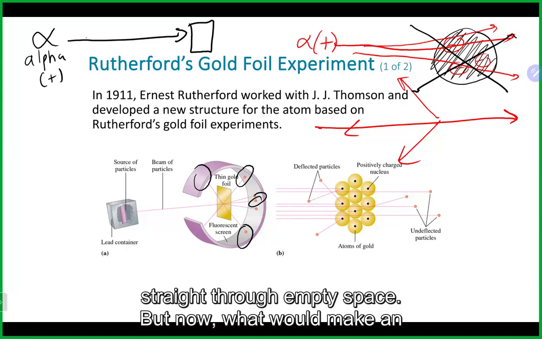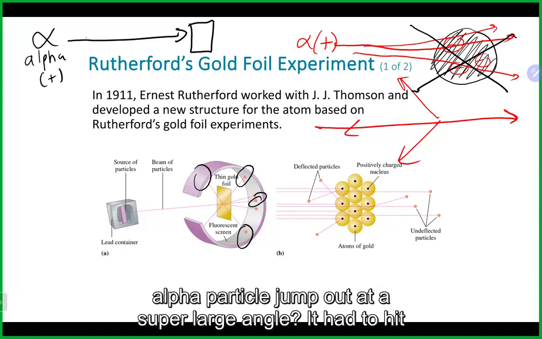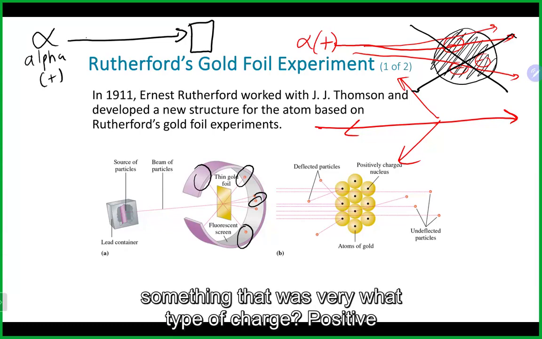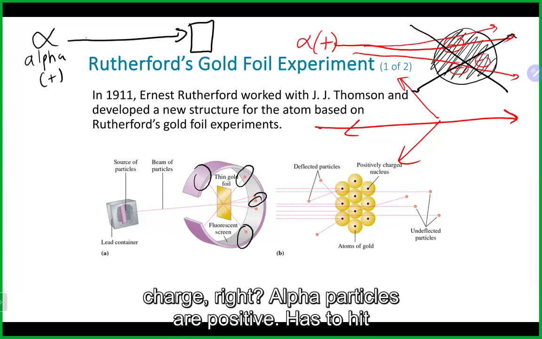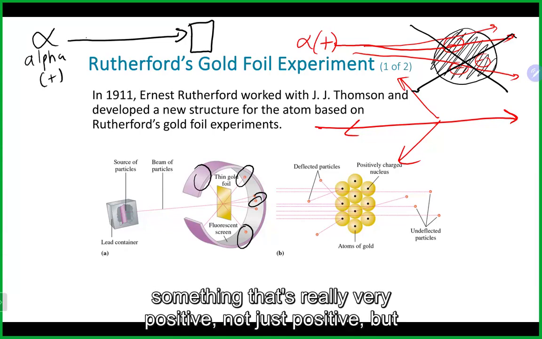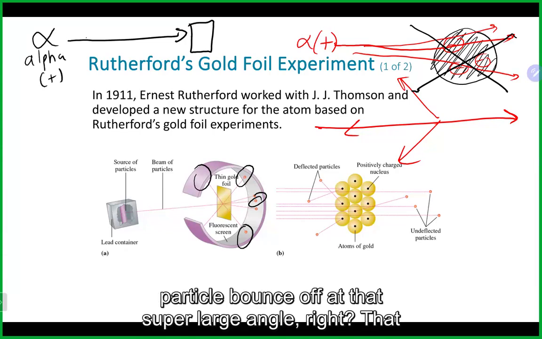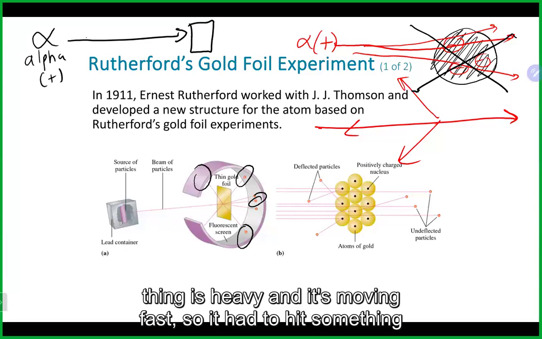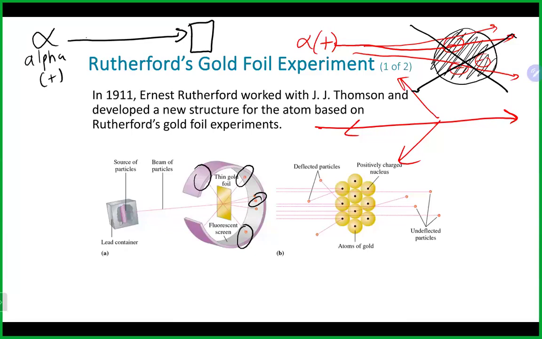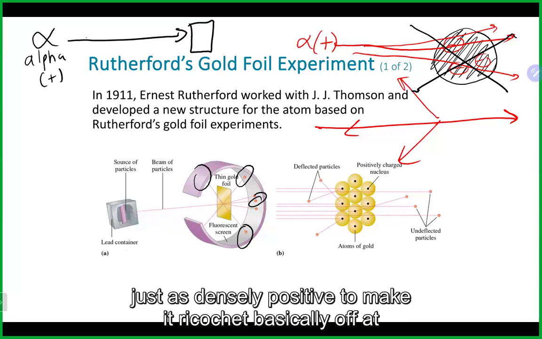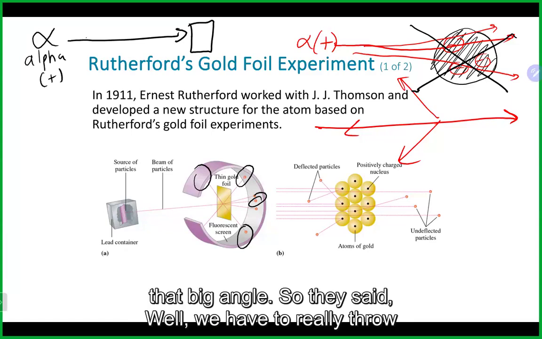But now, what would make an alpha particle jump out at a super large angle? It had to hit something that was very, what type of charge? Positive charge. Alpha particles are positive, so it has to hit something that's really, really positive. Not just positive, but super densely positive to make that really fast moving alpha particle bounce off at that super large angle. That thing is heavy and it's moving fast. So it had to hit something just as densely positive to make it ricochet off at that big angle.